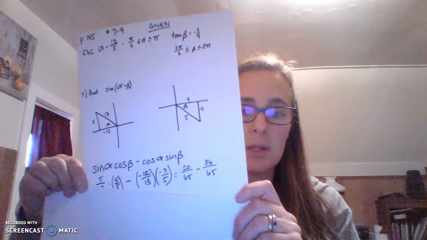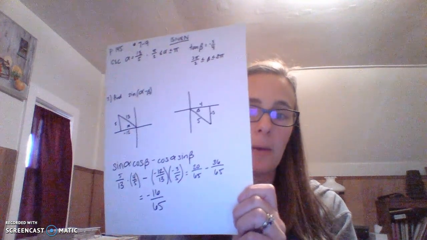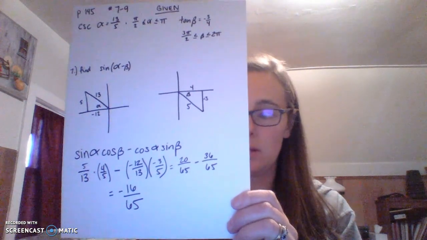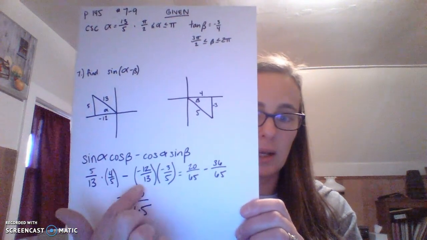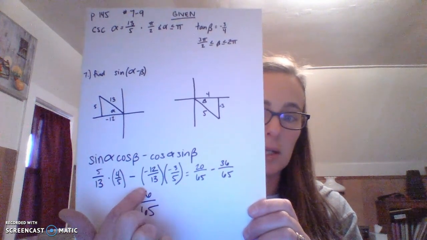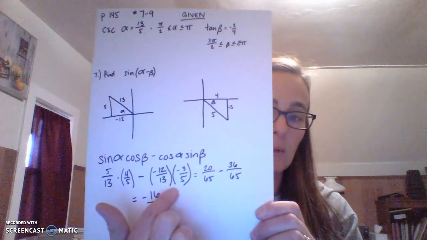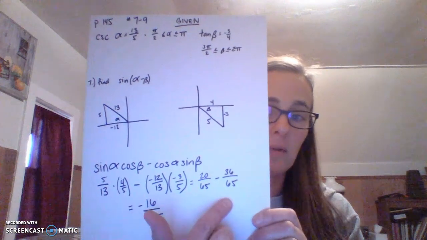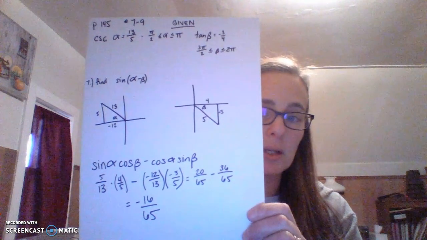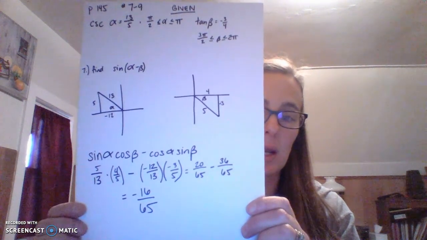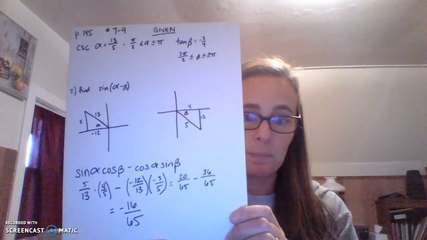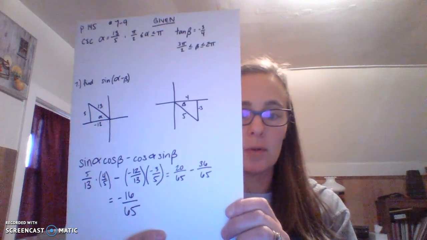And then, again, we just plug and chug. You multiply that out. Be careful, here you've got your negatives. Subtracting negative 12 over 13 times a negative 3 over 5 still ends up being negative. So 20 over 65 minus 36 over 65 gives us negative 16 over 65. So that's the answer to number 7: negative 16 over 65.